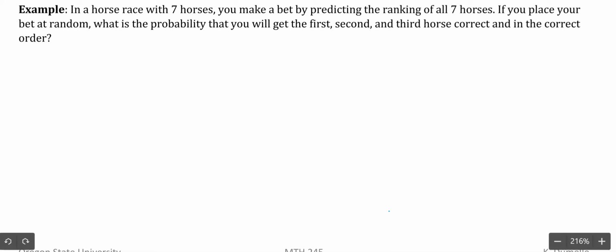So here is the event that we're interested in that we call sigma: getting first, second, and third correct and in the correct order. So that's what we want to know, and that will be the numerator of our probability calculation. So let's count how many different ways there are for us to do that. So we have 7 horses.